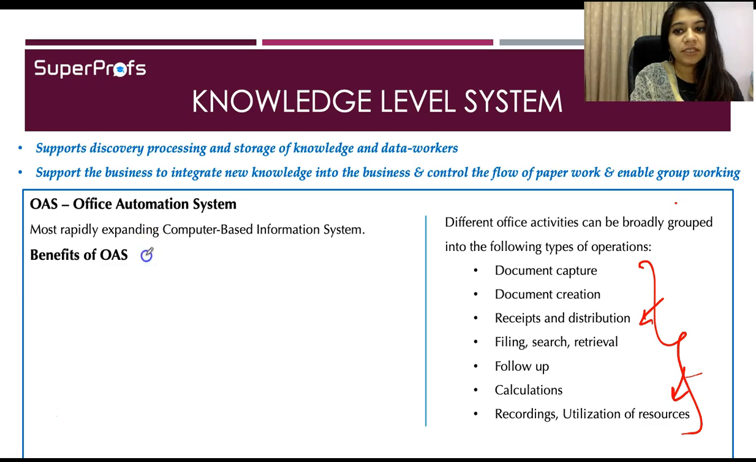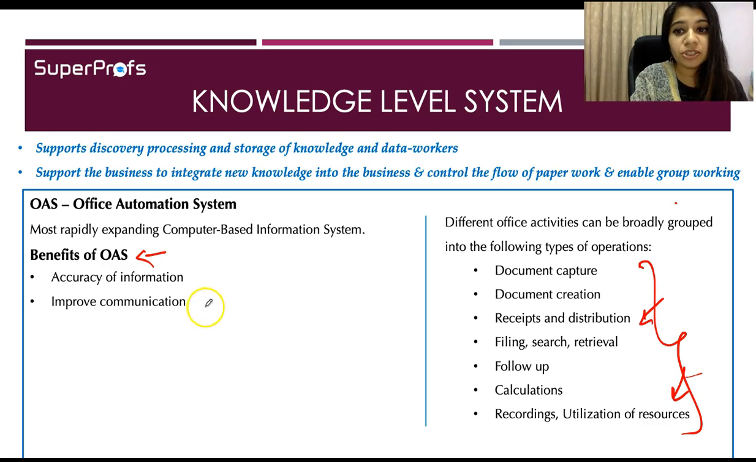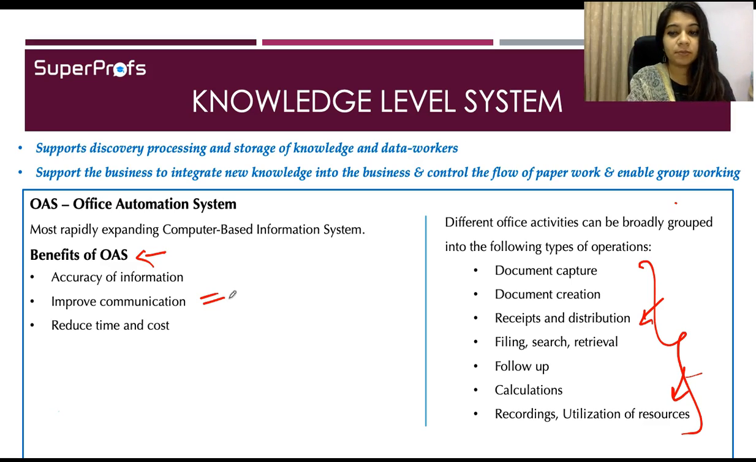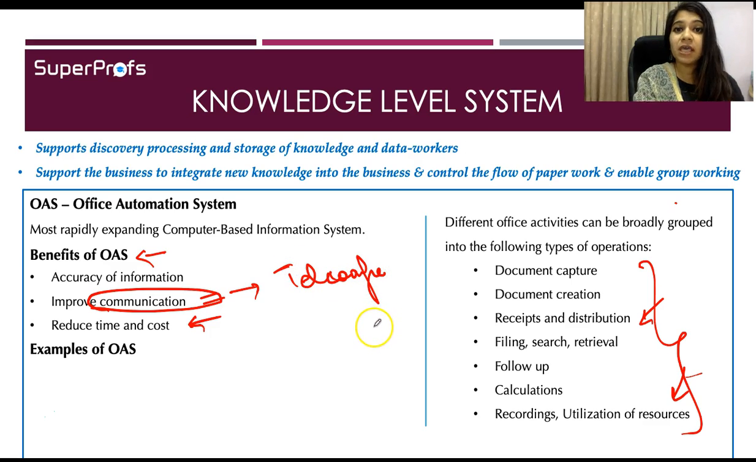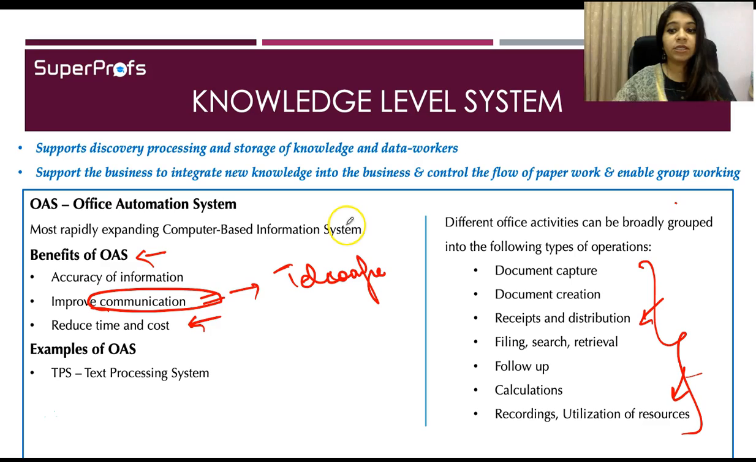And the next thing is benefits of OAS. As I mentioned, it improves the accuracy of information. It improves communication, creating and drafting messages and everything, and it reduces time and cost, both of which are very important for an organization. Okay, now examples of OAS. The first example that we have read is MS Office. Then to improve communication, you have different kinds of teleconferencing, like Skype and all those things, which will be utilized.